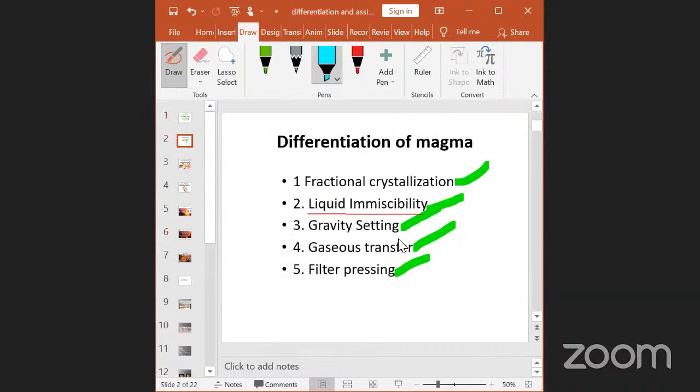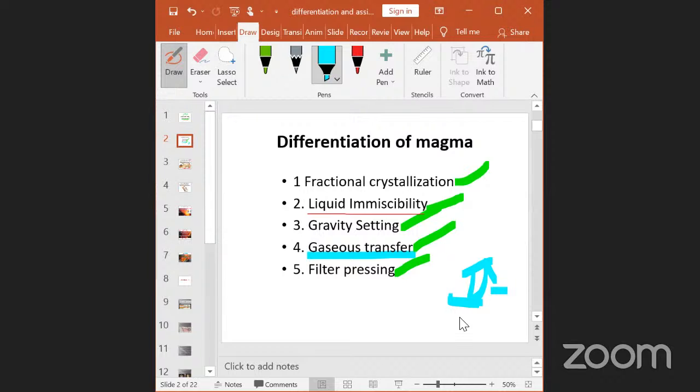Next one is, sorry, I forgot this, gaseous transfer. Gaseous transfer is when pressure is released, right? When pressure is released, gases and volatiles come upward. They move towards the direction in which the pressure is less. This generates convection and causes separation or differentiation. Due to this, the convection current that is generated causes differentiation.